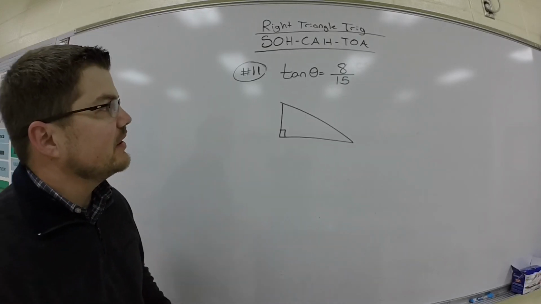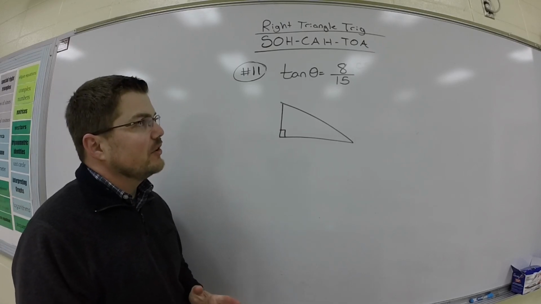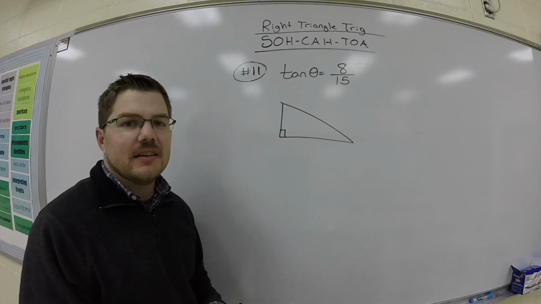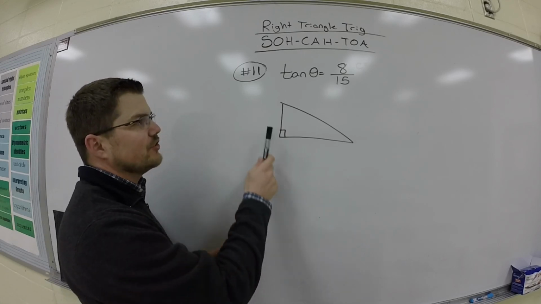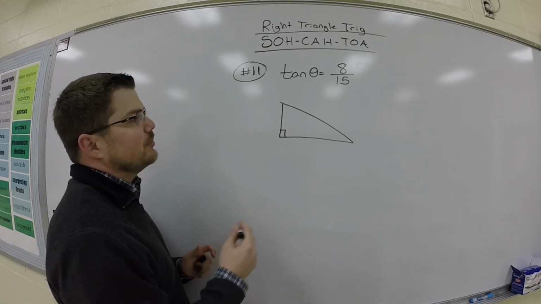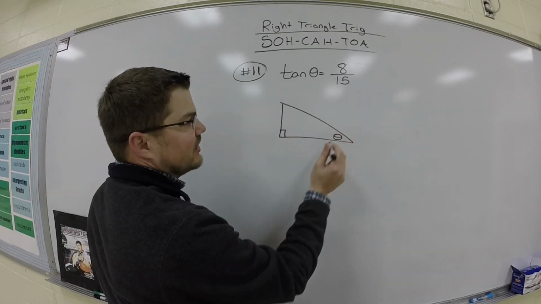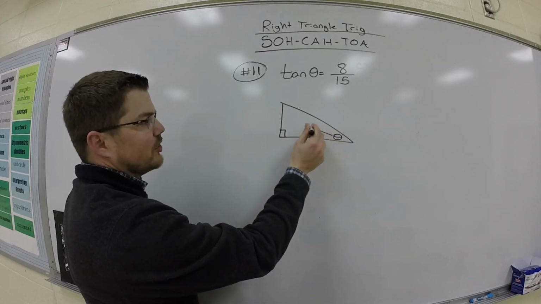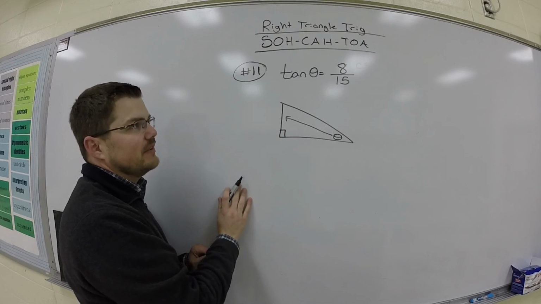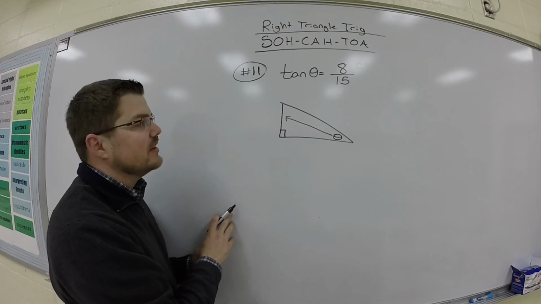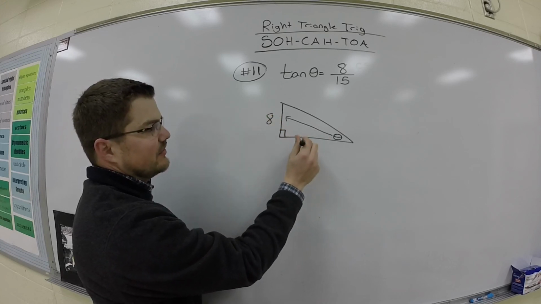Okay, number 11, it tells us tangent theta is 8 over 15. And the question wants to know, what is sine theta? Okay, so let's draw a triangle. It doesn't matter if you want to put theta here or here. So if theta's here, and I'll draw my arrow telling me where the opposite is, tangent theta is 8 over 15. Tangent is opposite over adjacent. So opposite side is 8. Adjacent side is 15.